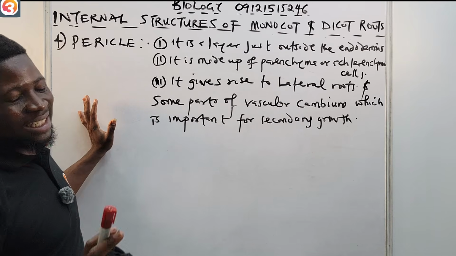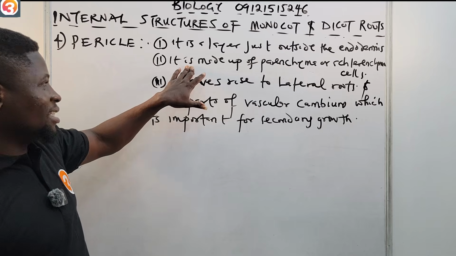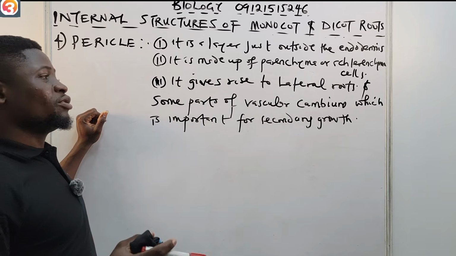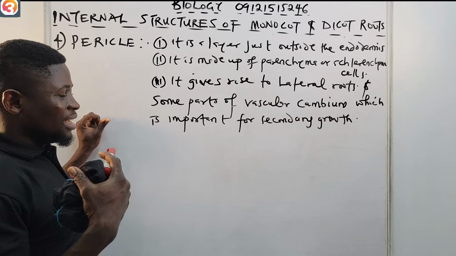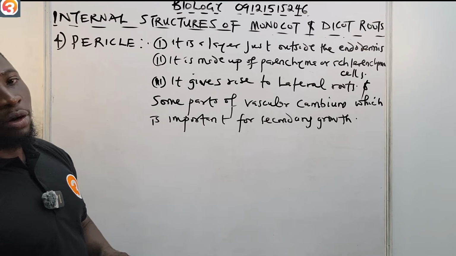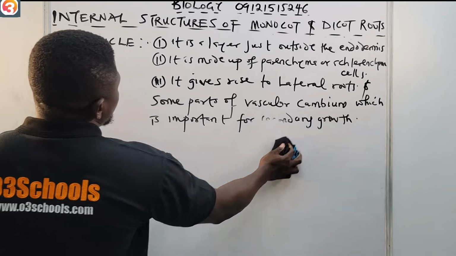Now we say it is a layer just outside the endodermis, a fact we have verified, that it's made up of parenchyma or sclerenchyma cells. We say it gives rise to lateral roots and some part of the vascular cambium, which is important during secondary growth. Now that is for the pericycle. So that will take us to the next one, what we call the conjunctive tissue.